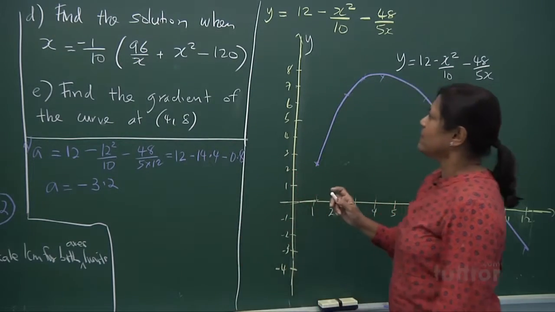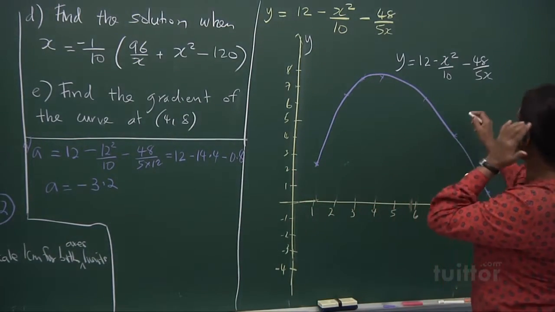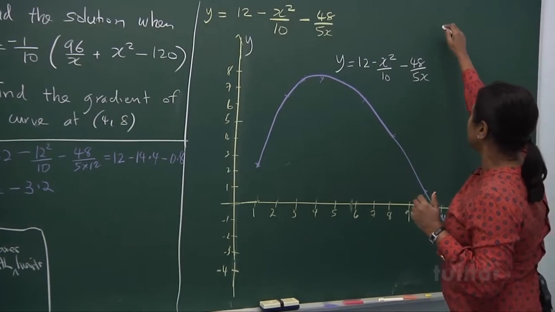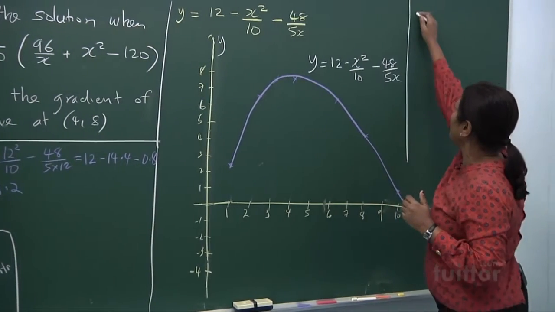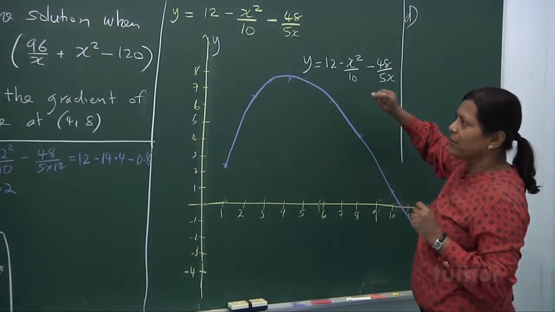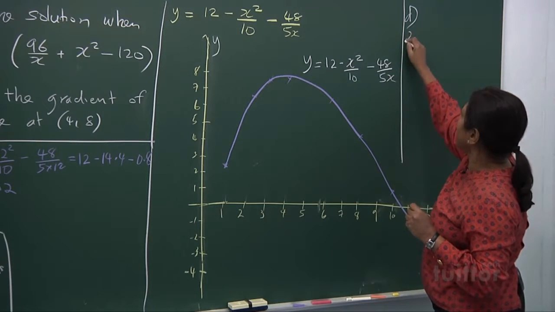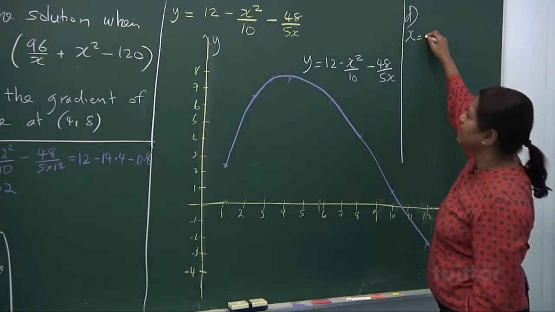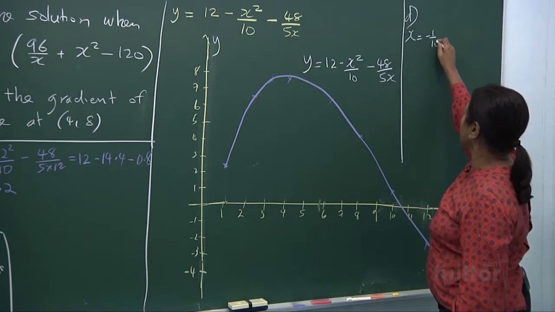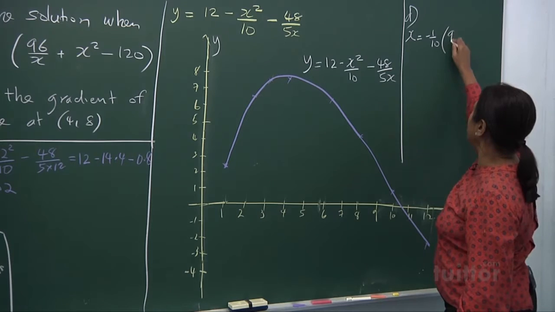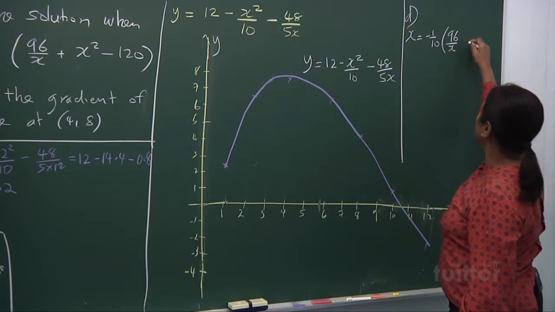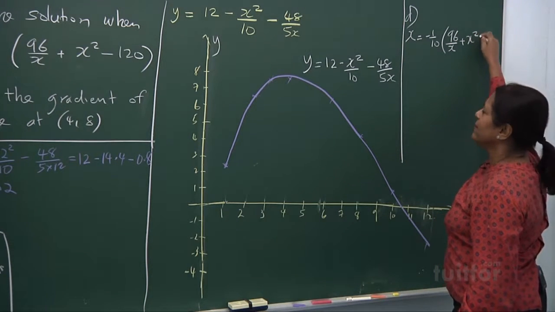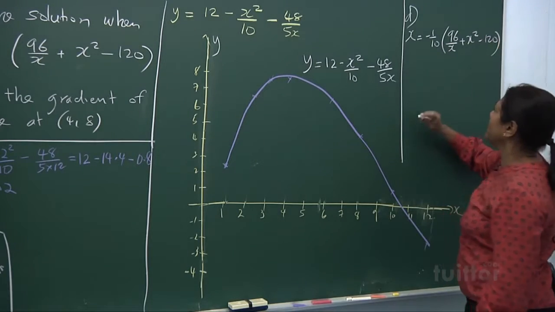All right, so part D is going to be where the challenge is, and I hope you can follow me. If you have done it, very good. Now they say that x is equal to minus 1/10. This is what we're given. I'm going to write it out so you can follow me through. Plus x squared minus 120.